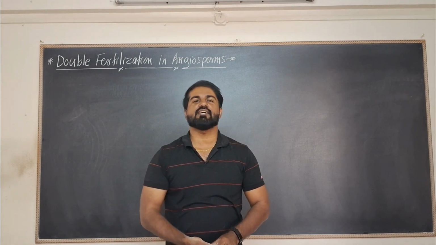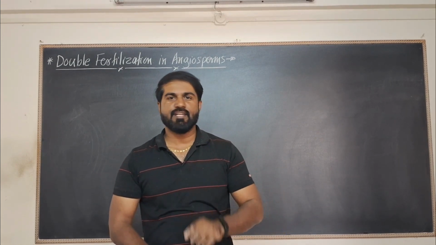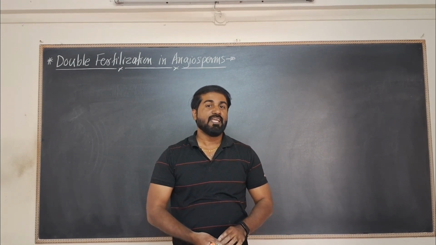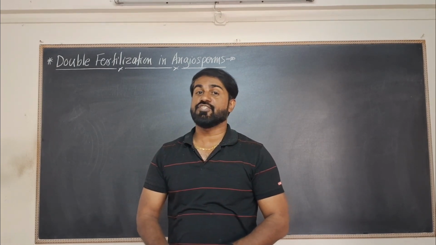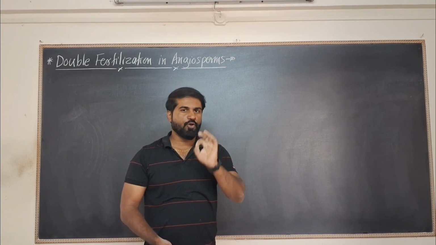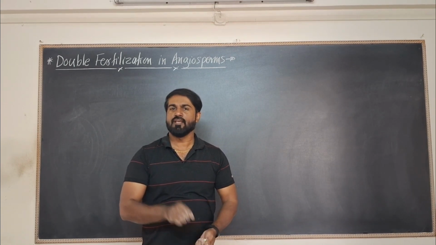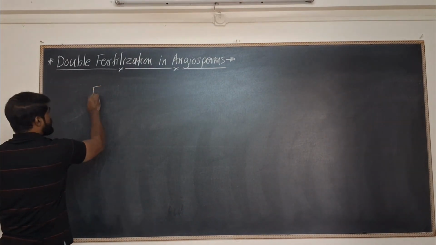Today we are going to discuss one amazing point from reproduction in plants, that is double fertilization in angiosperms. It is the characteristic feature of angiosperms only because double fertilization is taking place in case of angiospermic plant only. Before going directly to double fertilization, we will discuss fertilization. So what is fertilization?